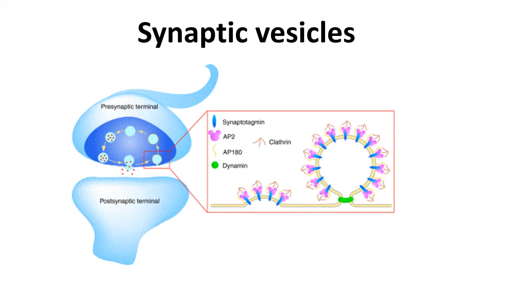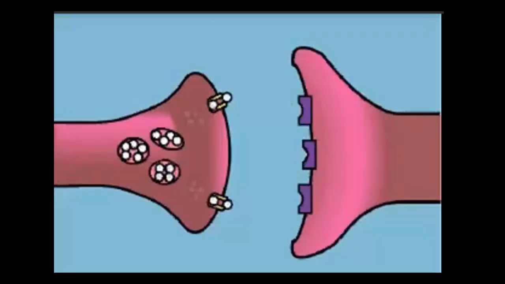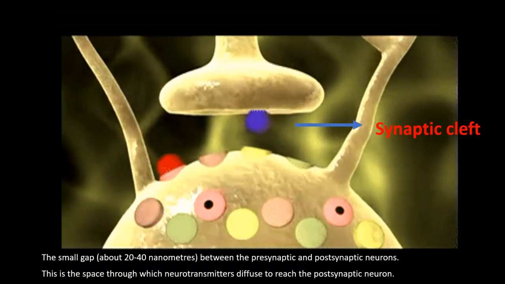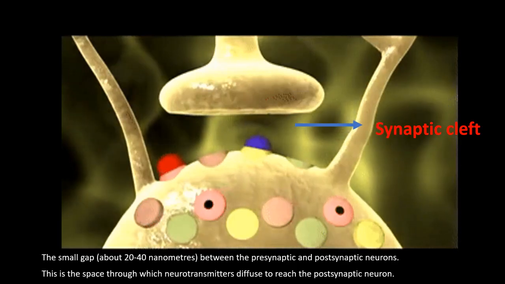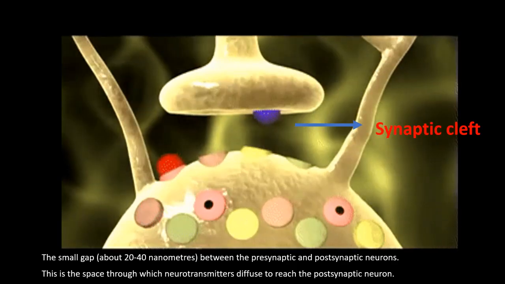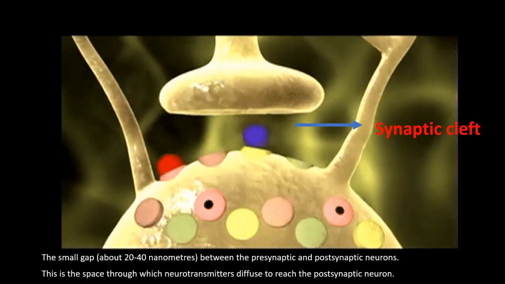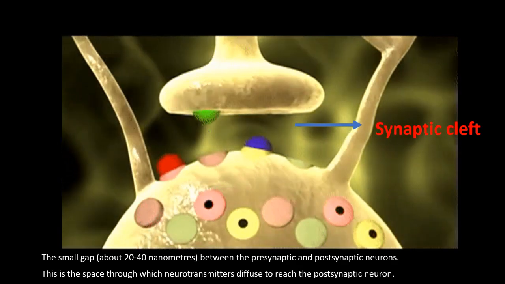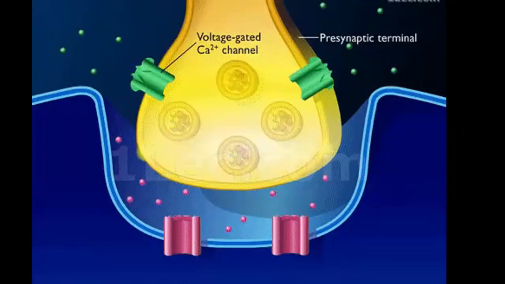Synaptic vesicles are membrane-bound sacs containing neurotransmitters. Synaptic cleft, the small gap about 20 to 40 nanometers between presynaptic and postsynaptic neurons. This is the space through which neurotransmitters diffuse to reach the postsynaptic neurons.